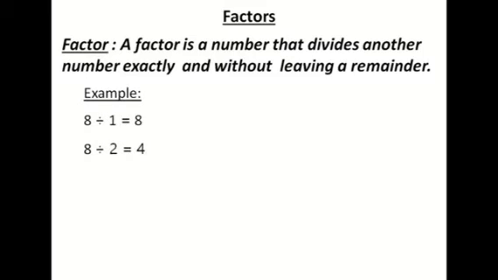Next option, 8 divided by 2. So, 2 beads in one group. There also no remainder. We got 4 groups. In the same way, 8 divided by 4 gives us 2 without leaving any remainder, and 8 divided by 8 gives us 1 without having any remainder. So here 1, 2, 4 and 8, these numbers dividing 8, leave remainder as 0. So 1, 2, 4, 8 are factors of 8. I hope you are clear.